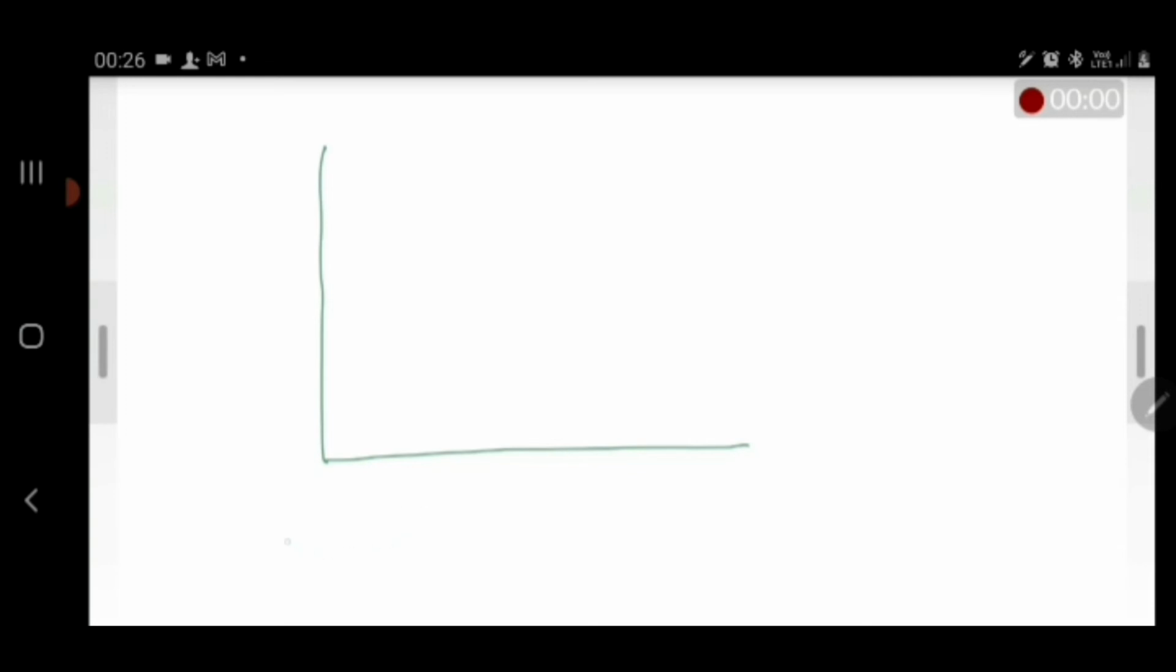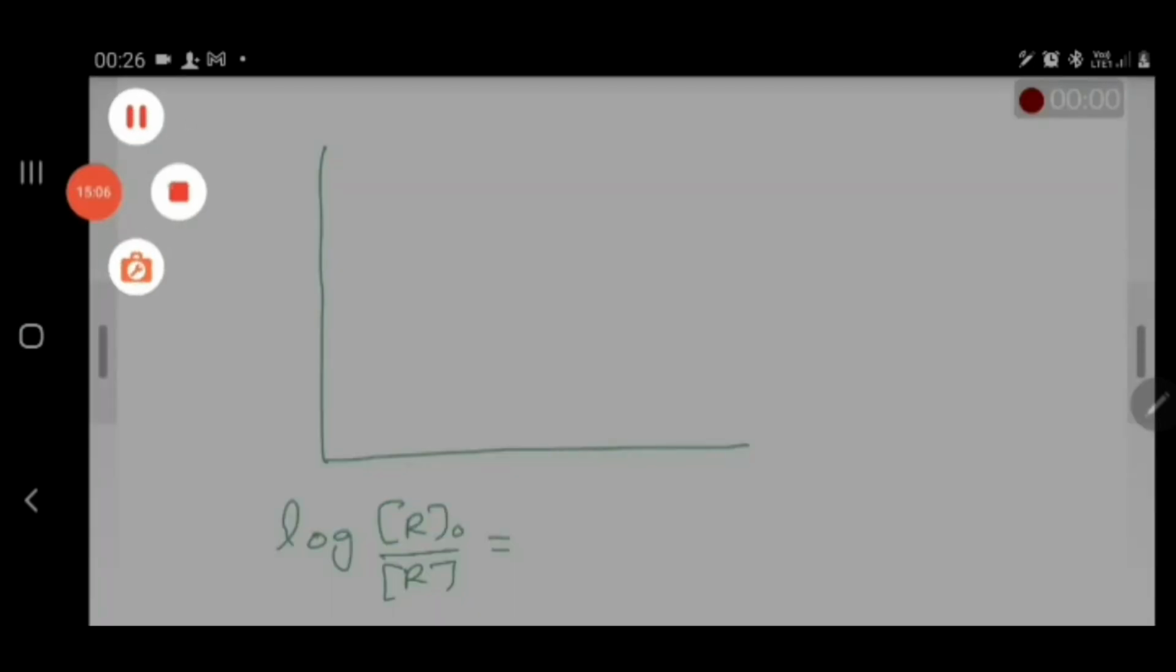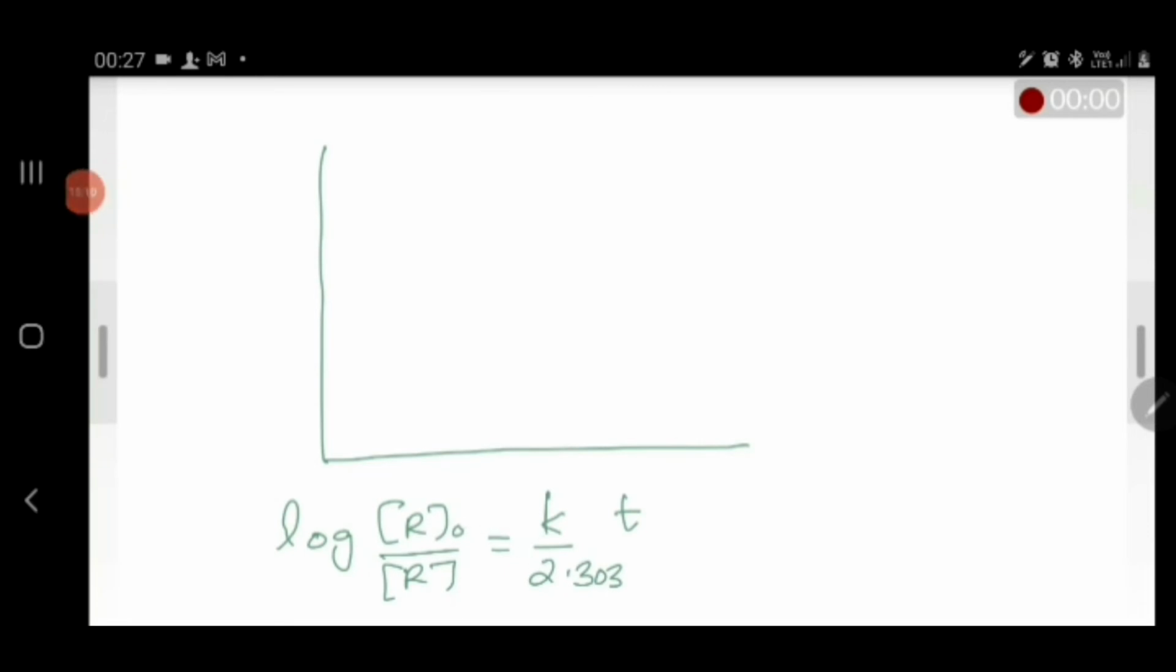the equation could be written as log R naught by R is equal to k divided by 2.303 into t. I have written like this just to compare with y is equal to mx plus c, and the c will be taken as 0. Then only the equation will be complete. So you will get a graph over here.